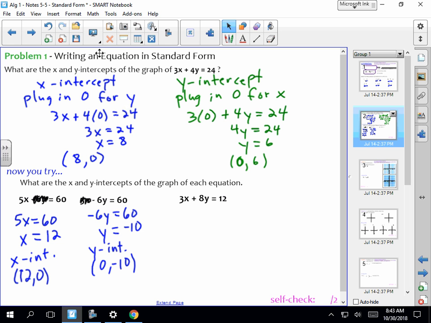Oh, good question. It'll be a fraction. That's okay to be a fraction. You could just leave it 12 over 8. But 12 over 8 simplifies to 3 over 2 is how we write it, or 1.5.